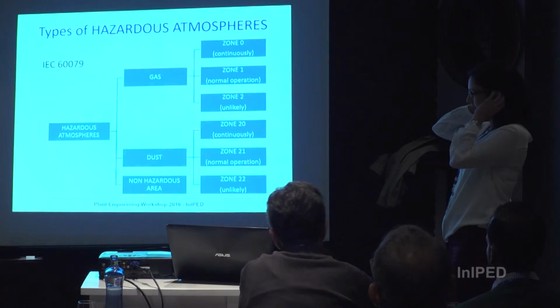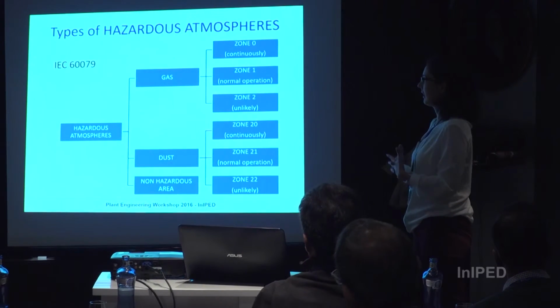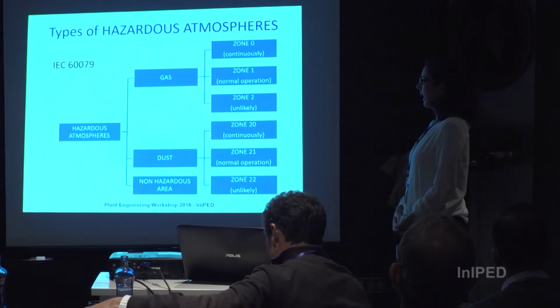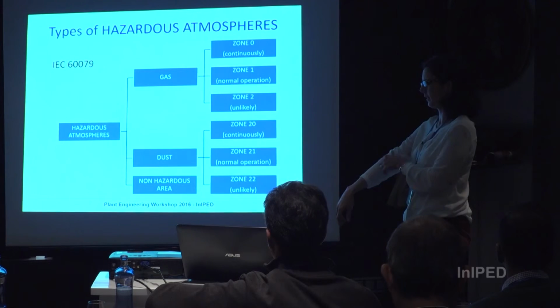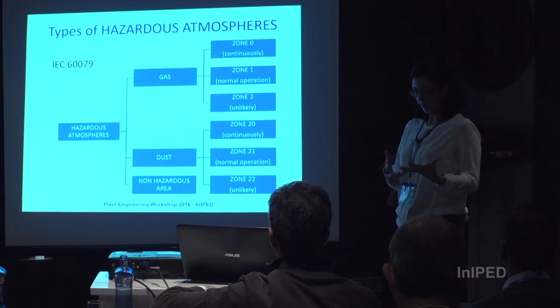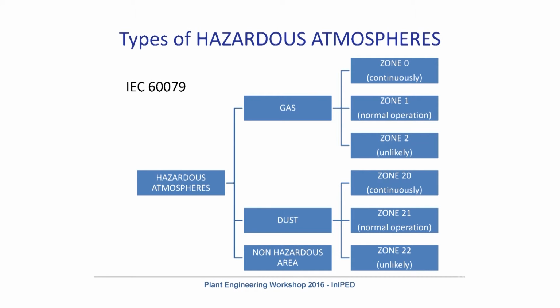According to this International Electrotechnical Commission standard, we have several types of hazardous atmospheres. Based on the type of atmosphere created, we have two main atmospheres: gas hazardous atmospheres and dust hazardous atmospheres. It's not the same, although the consequences are the same. It's the explosion, but we treat them in a different way if it's a gas atmosphere or if it's a dust atmosphere.